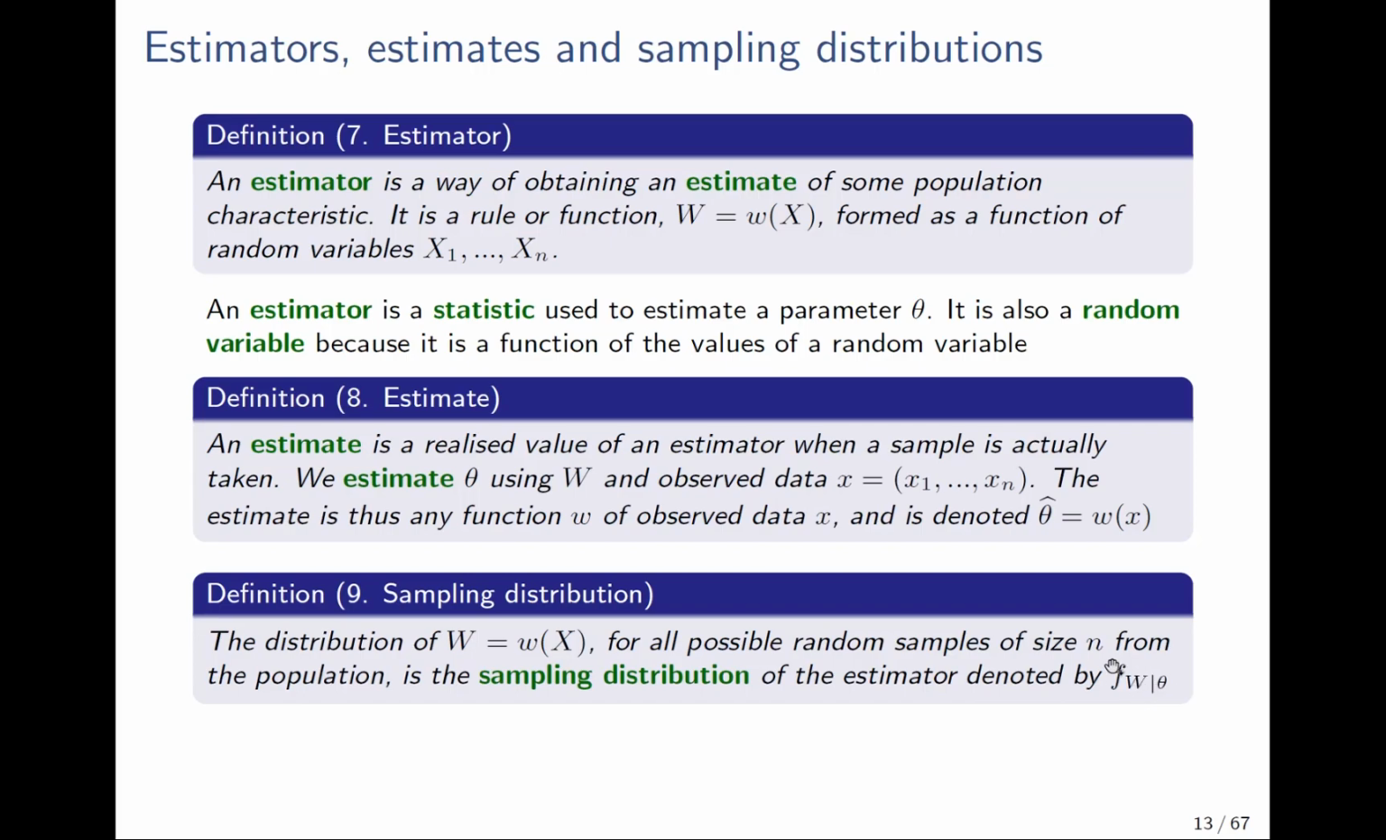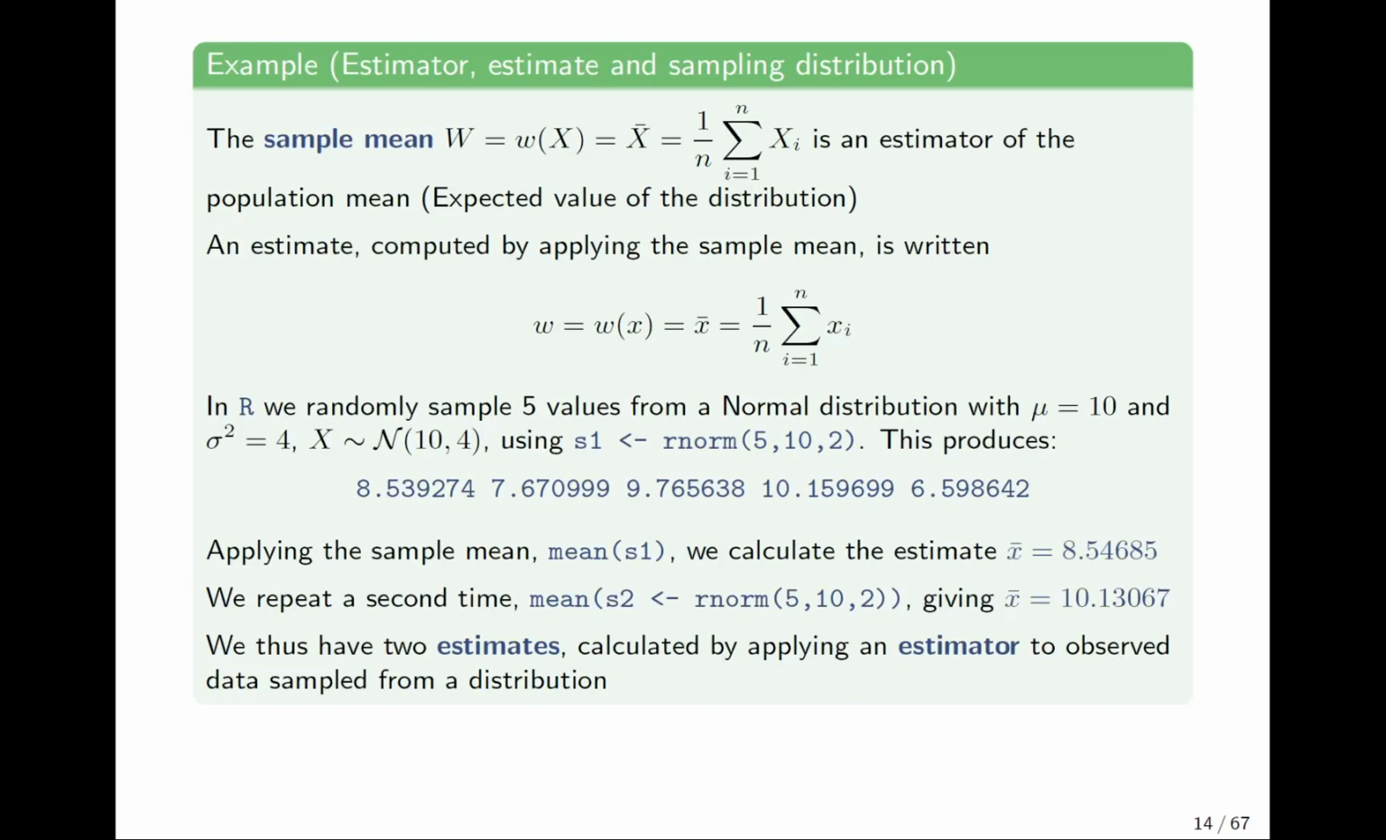So just to make this concrete, take the sample mean, which we've come across before. We called it an average in a statistic, but now we're going to call it an estimator because we're going to use the sample mean, a function of a random sample. It's 1 over n times the sum from i equals 1 to n of the random variables Xi. And we're going to use it to estimate the population mean, or the expected value of a distribution. Now, an estimate is computed by applying that sample mean. So we write that in lowercase letters: we apply the sample mean to actual observed data xi.